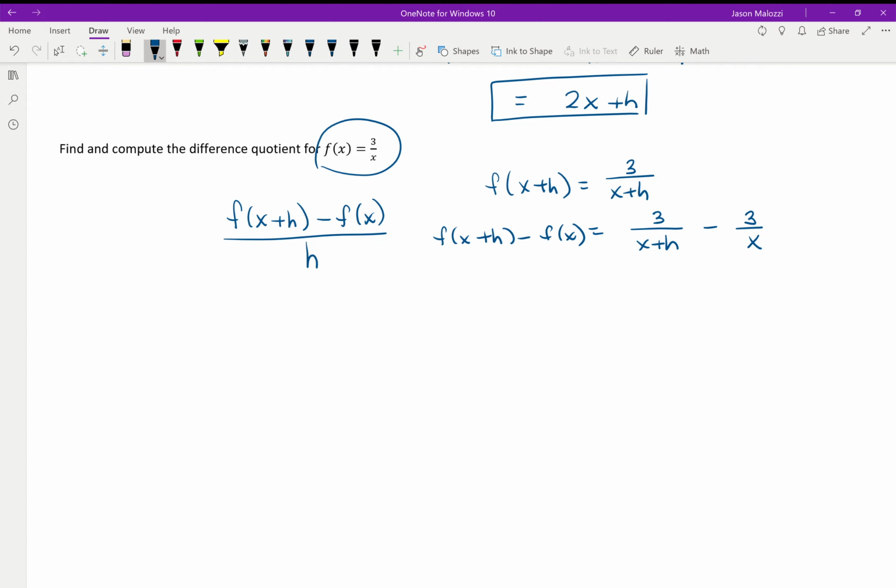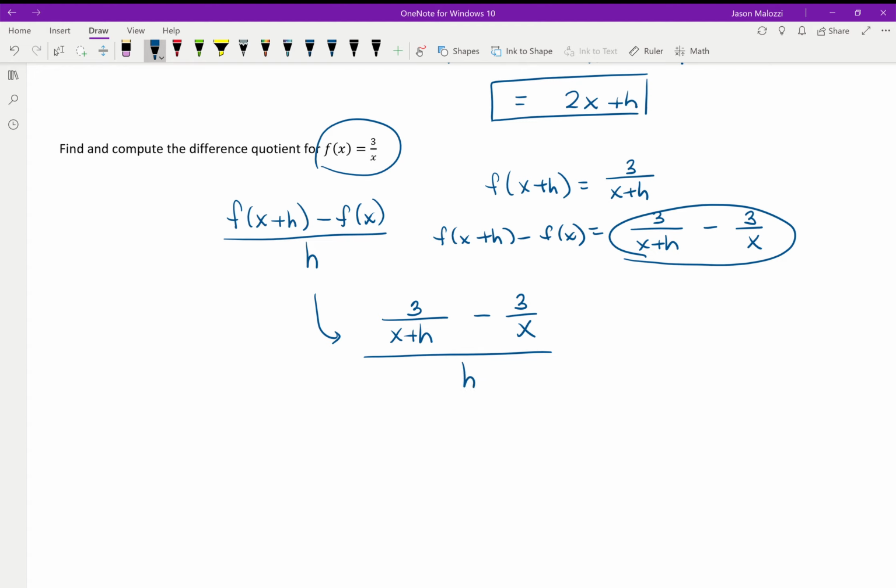There we go. Now, there's two roads we can take here. I'm going to show you the complex fraction way. So I'm actually going to replace this into the numerator. So we're going to have 3 over x plus h minus 3 over x, all over h. So we have what's called a complex fraction because it's a fraction within a fraction. So I have to remedy that by looking at this expression right here.